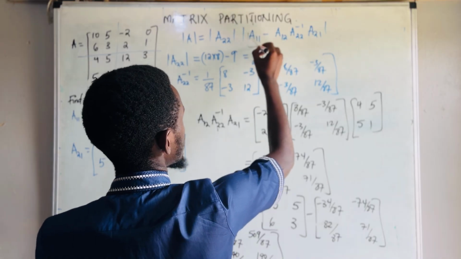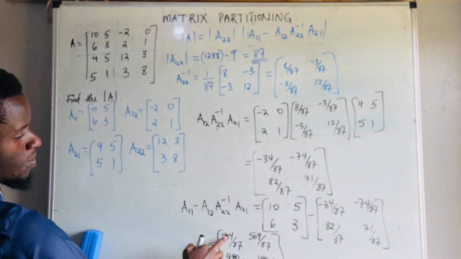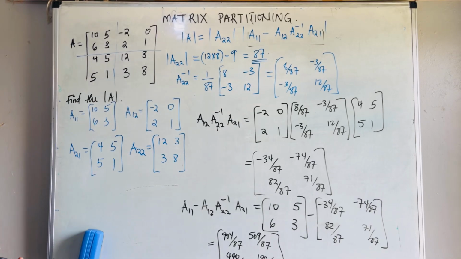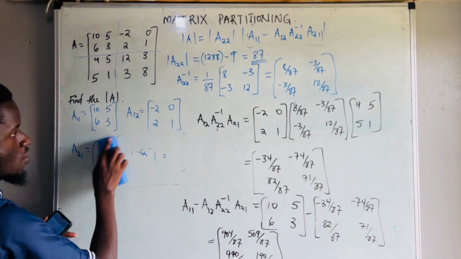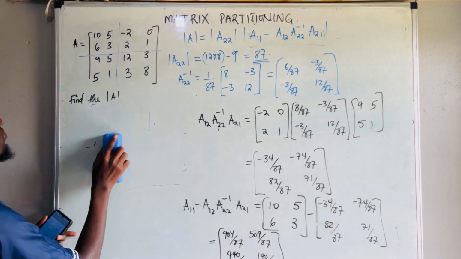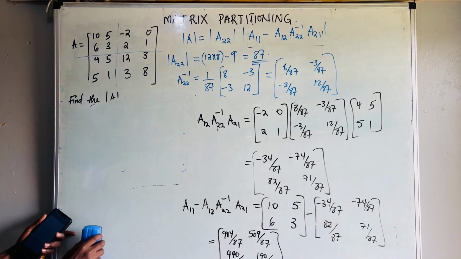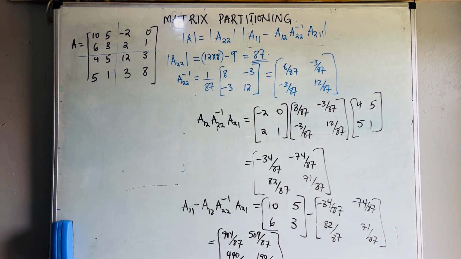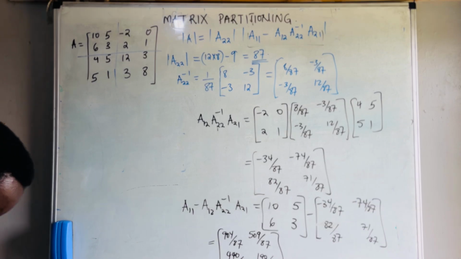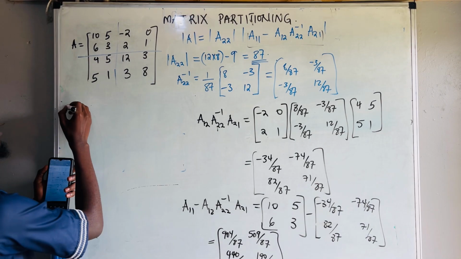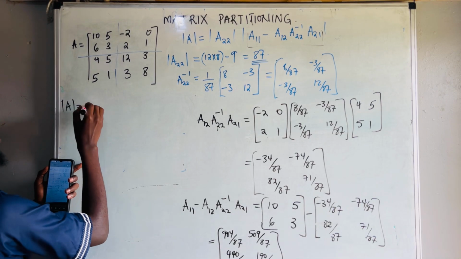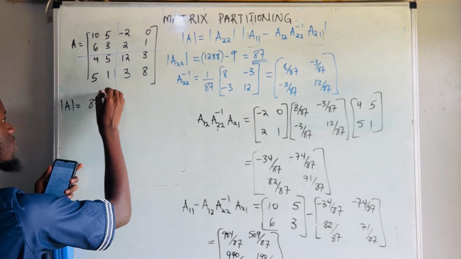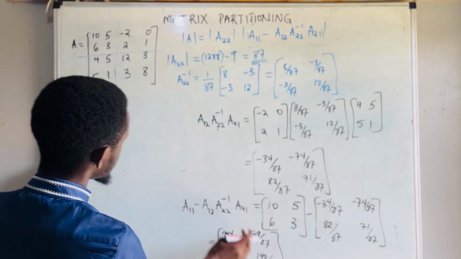Now what we need is to get the determinant of the whole of this, and then multiply times the determinant of this. Yes, members. Let me take off this and then finalize with our answer. Now what we need is getting the determinant of this part here. Members, we have the determinant of A equals the determinant of A22, which is 87, times the determinant of the whole of this matrix.